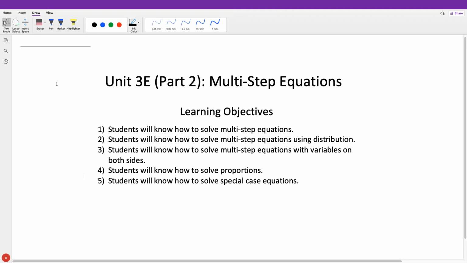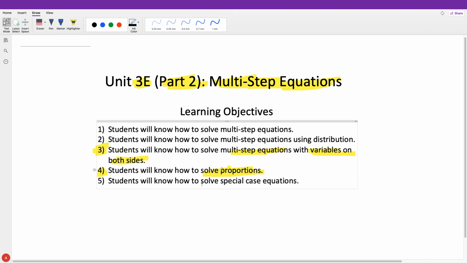All right, so we're now continuing on to our same section of 3E, multi-step equations, and we're now going to be in our second part of this video. So in this video, we're going to focus on 3 and 4. That's what we're going to try and make sure that you understand how to do by the end of this video. So by the end of this video, hopefully you will understand how to solve multi-step equations with variables on both sides of the equation, and also how to solve proportions.